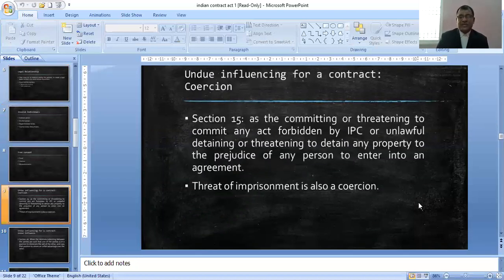Undue influence and coercion, section 15: committing or threatening to commit any act forbidden by IPC, or unlawfully detaining or threatening to detain any property, to the prejudice of any person, to enter into an agreement. Threat of imprisonment is also a coercion. Suppose a police inspector or IG, DSP, SP, everybody, they are very common. They have all the IPC and the CrPC, and also many minor acts empowering them to arrest a person. They will say, see, my dear friend, if you are not giving me 1 lakh now, you will be inside. You will be remanded and imprisoned. So you agree to sell that house.